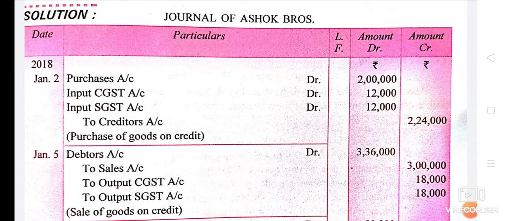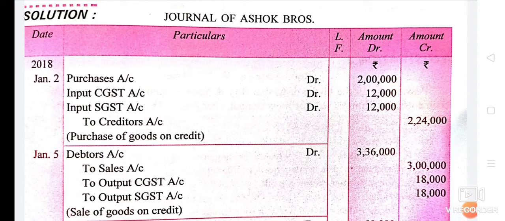So entry will be purchases account debit 2 lakhs, input CGST account debit 6% of 2 lakhs, so it is 12,000. Input SGST account debit 6% SGST, so rupees 12,000. To creditors account 2,24,000, because these goods are purchased on credit, so creditors account is credited.